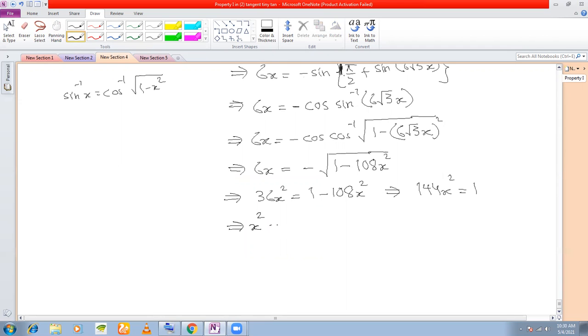And therefore x square you get as 1 by 144. That means x square is 1 by 12 square. That means x you are getting as plus or minus 1 by 12, right? If you take the square root. Right, now the question is which value is acceptable. Okay, so what you do is you put x is equal to 1 by 12 in the given equation, and you put x is equal to minus 1 by 12 in the given equation. Put x is equal to 1 by 12 in the given equation.